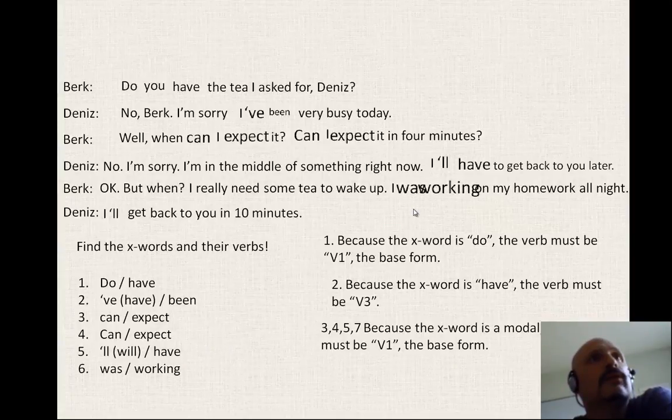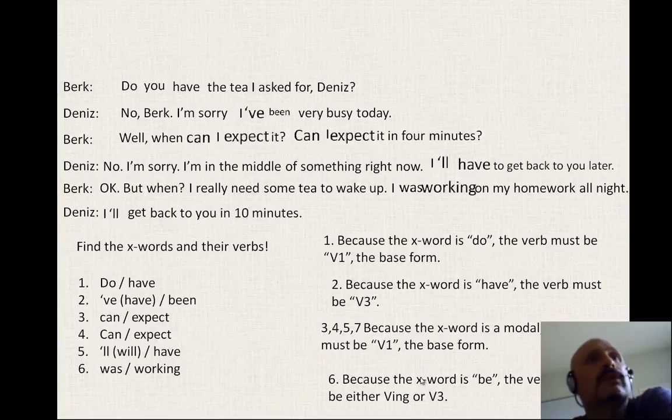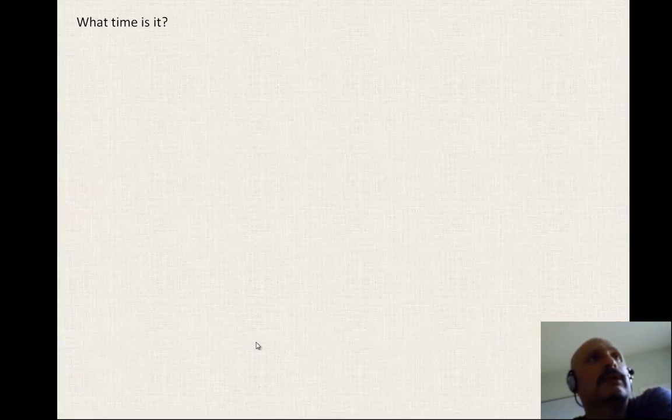Number 6, was working. I was working on my homework all night. Why? Because the X word is be, the verb must be either verb ing or verb 3. And number 7, will get. Again, because the X word is a modal, the verb must be verb 1, or the base form.